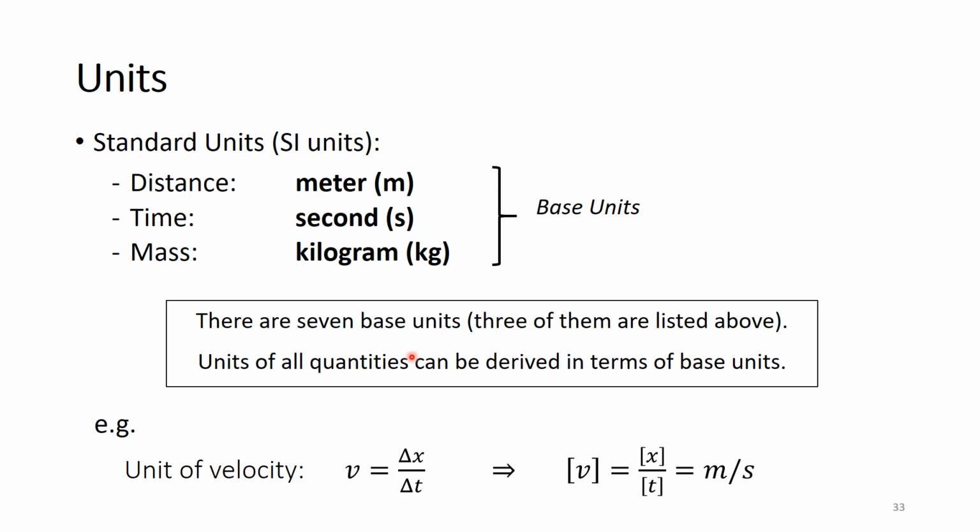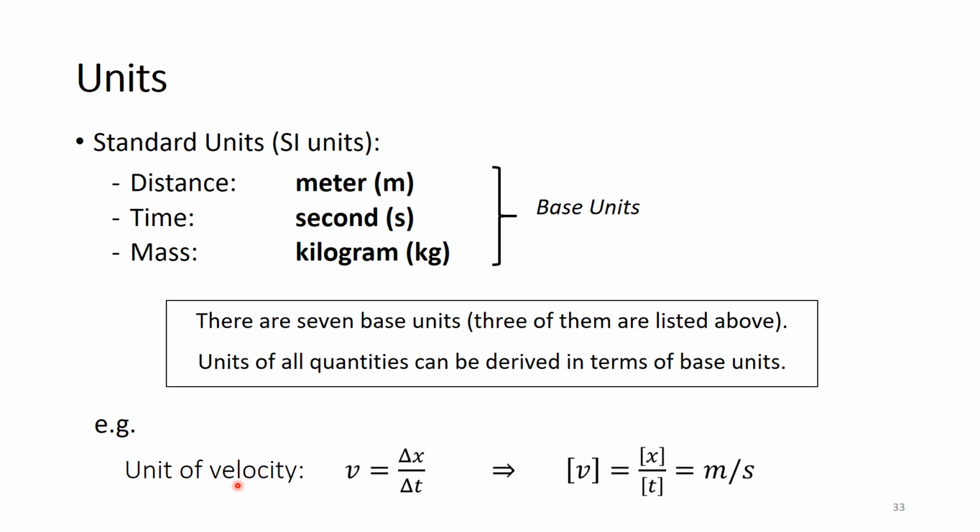There are 7 base units in all of physics, and here we'll talk about 3 of them. We'll talk about the units for distance, which is meters, time is seconds, and mass is kilograms. So these are base units, and distance, time, and mass are base quantities. And then if you want to find the units of other quantities, you can find them using these base units.